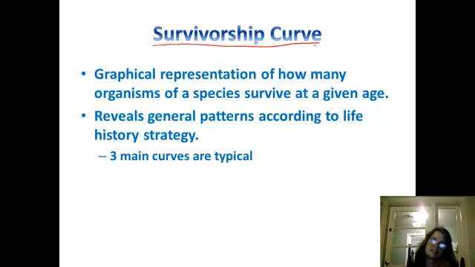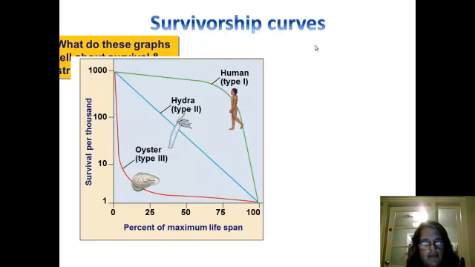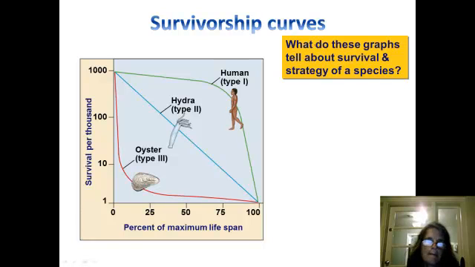All right, another topic kind of related to this that we should talk about is a survivorship curve. And this is a type of graph that is basically comparing age of the organism to how many of the organisms of a particular species are surviving. And what this does is it will, again, reveal these R-selected, K-selected strategies. There are three main curves we're going to look at, okay?